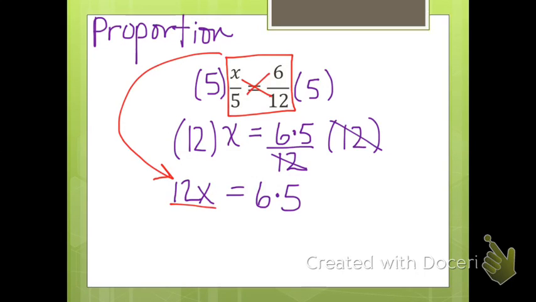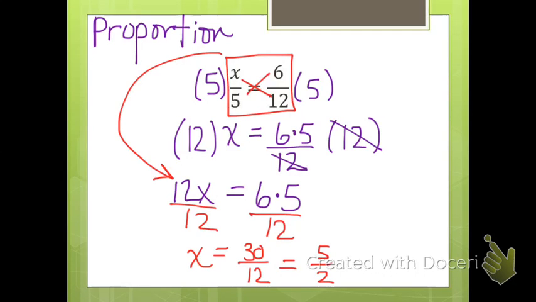So if I go back a step, I can see that x is equal to 30 over 12, which can be simplified. Dividing top and bottom by 6, I would get 5 halves. So x equals 5 halves is a solution to this equation.